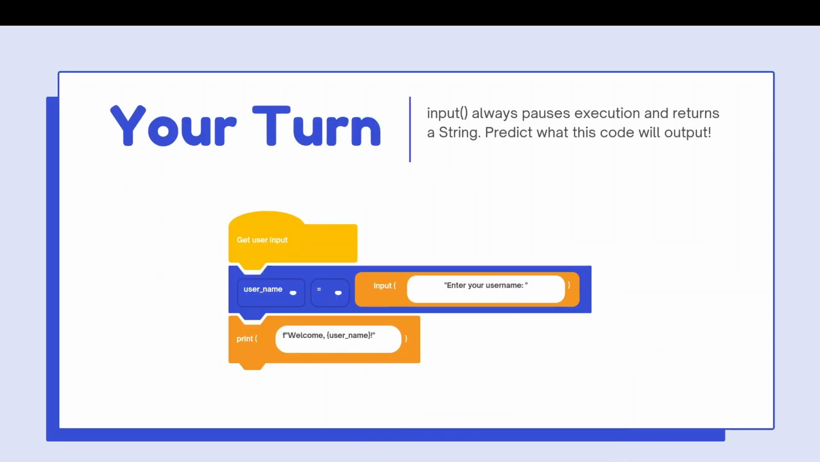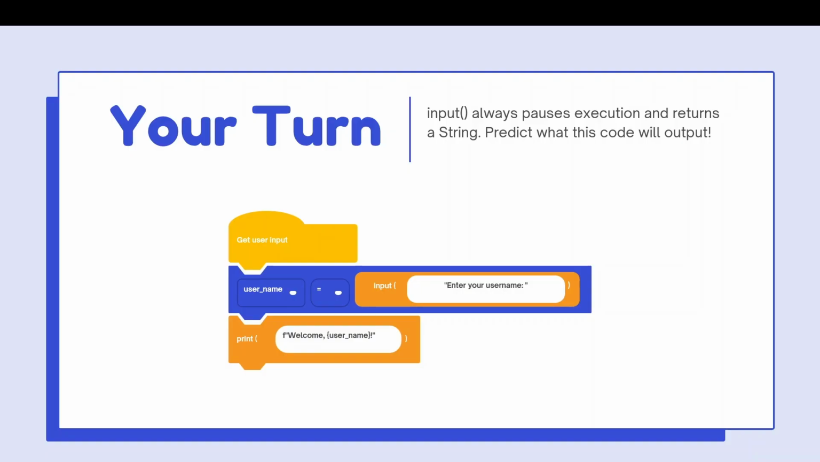So now we have to talk about something like input. Let me discuss this one. As you can see very well, input always pauses execution and returns a string. Predict what this code will output. You have to give me the answer in the comment section. Getting user input means how we are going to take the input from the user. If you want to write code in which you have to take the input from the user, how are you going to take it?